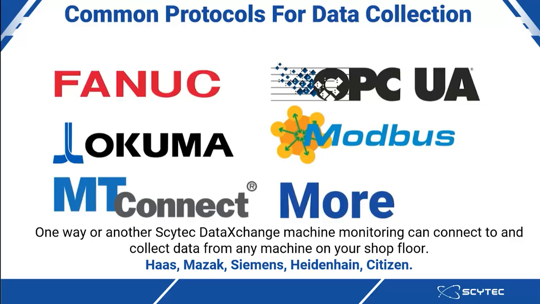A very important tenet that I cannot hone in on enough is that DataXchange, one way or another, can connect to just about everything that is out on your shop floor and pull some sort of useful data off of it. And this includes very common machines such as Haas, Mazak, Siemens, Heidenhain, Citizen, and more.